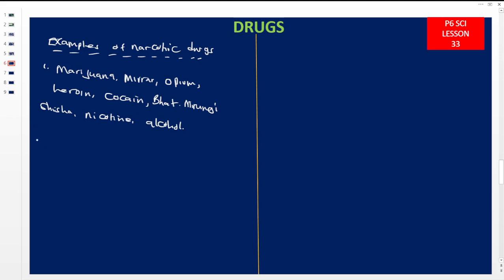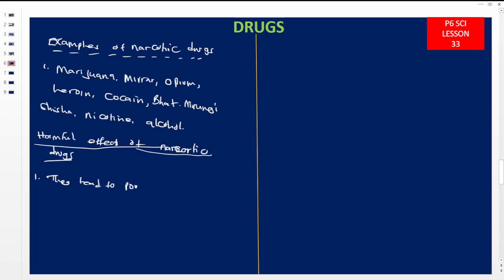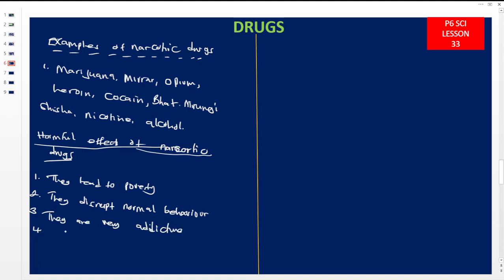Now let us see harmful effects of narcotic drugs, these drugs that can cause addiction. 1, they lead to poverty. You are drinking alcohol now, you don't work, you lose jobs. They disrupt normal behavior. Raping of animals, that is not normal behavior. Number 3, they are very addictive. And these drugs, they damage body organs.